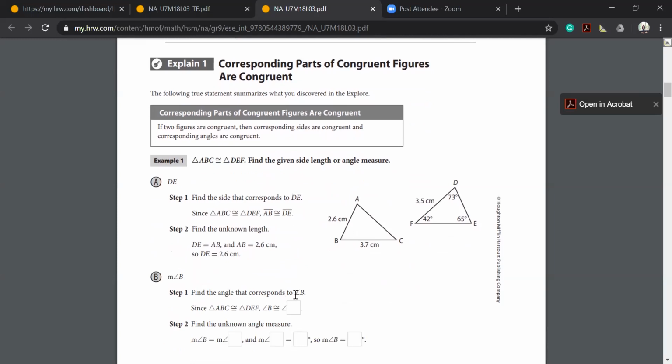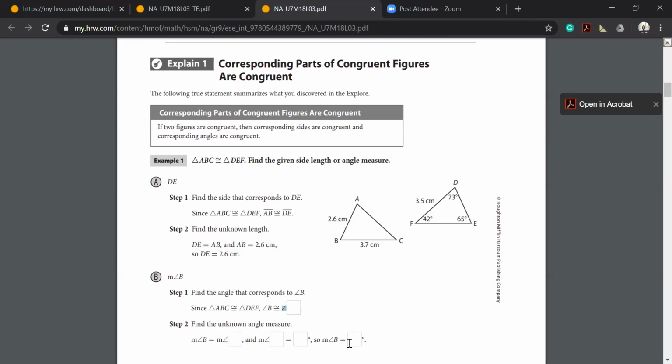Find the angle that corresponds to angle B. Since triangle ABC is congruent to triangle DEF, so angle B is congruent to which one? Angle B is congruent to angle E. So you are going to write here E. Here we are going to write angle E. Find the unknown angle measure. Measure angle B equals measure angle E. And measure angle E equals 65 degree. So measure angle B is 65 degree. So here we wrote E. Here we wrote E. E 65 and 65.